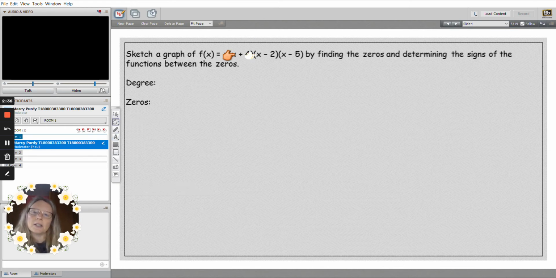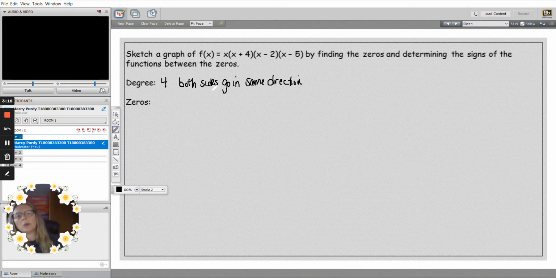So remember how we find degree. We look at the x's. We don't have any powers outside the parentheses. So basically we can just count the powers of all the x's, because if you were to multiply x times x times x times x, you would have an x to the 4th. So the degree here is 4. Remember, a degree of 4 means that both sides go in the same direction. So that means they're either both going up or they're both going down.